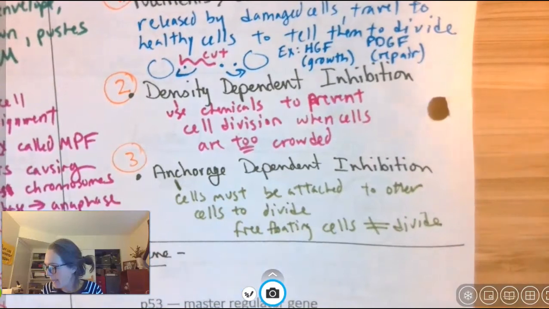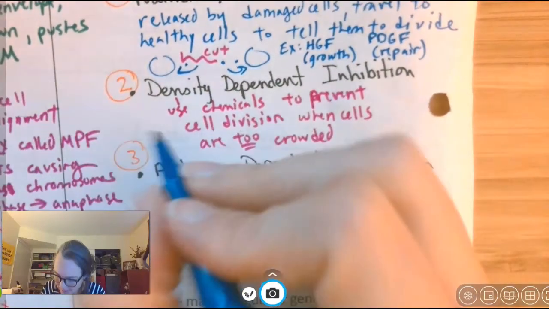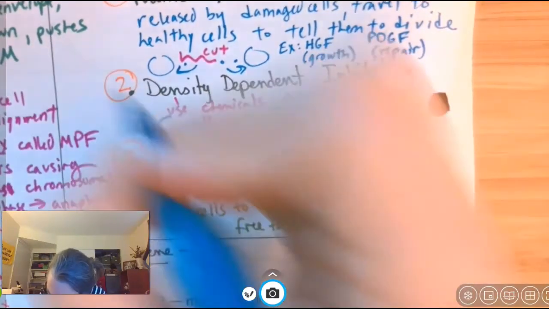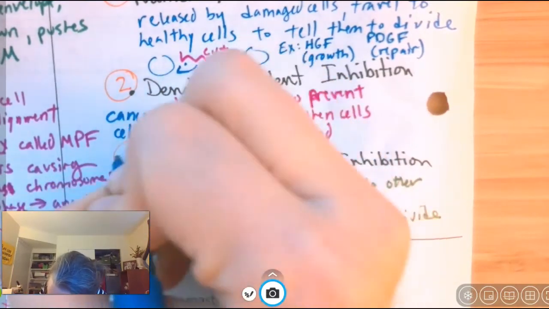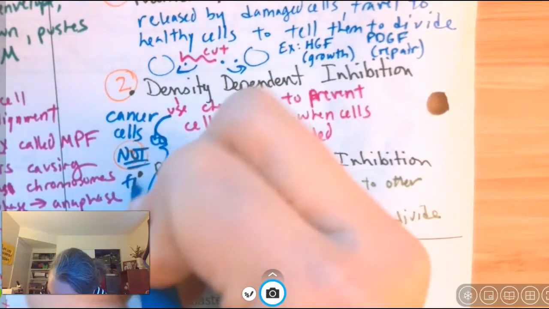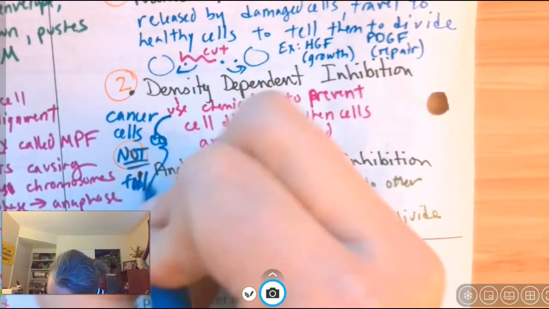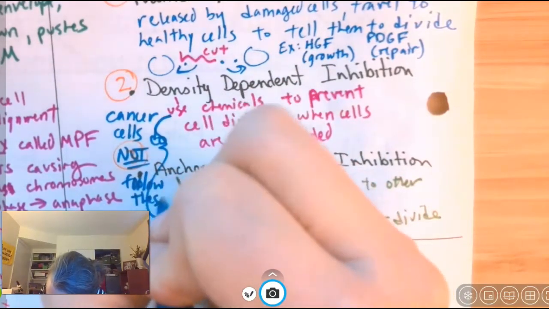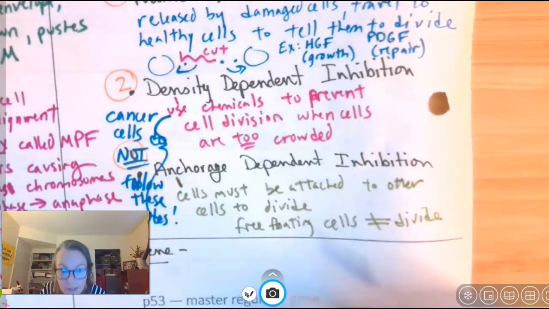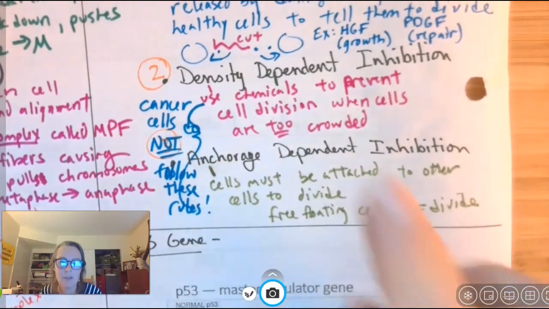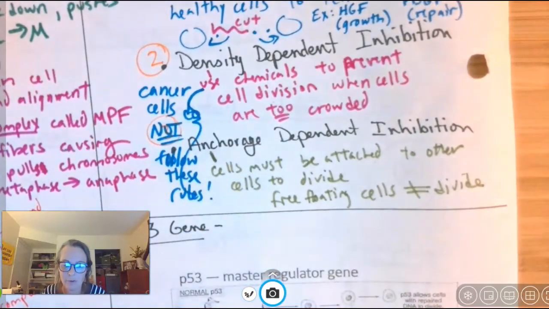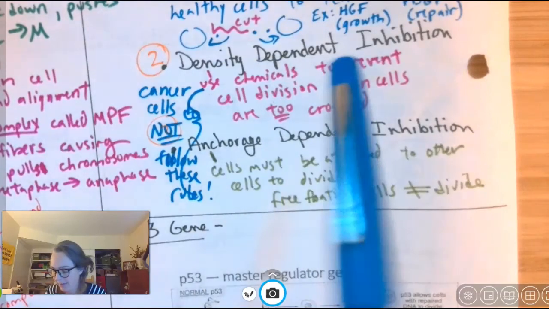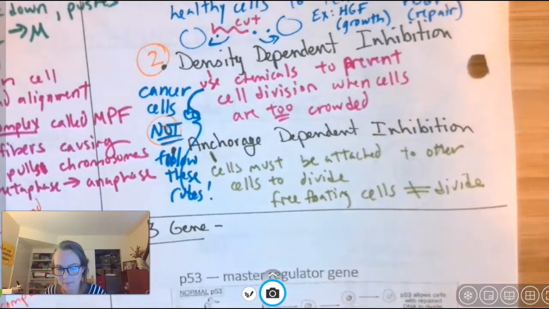Now, basically, for both of these, cancer cells do not follow these rules. They divide when they're too crowded, and they also divide when they're free floating, which is called metastasis. So that's kind of, cancer cells ignore these signals.